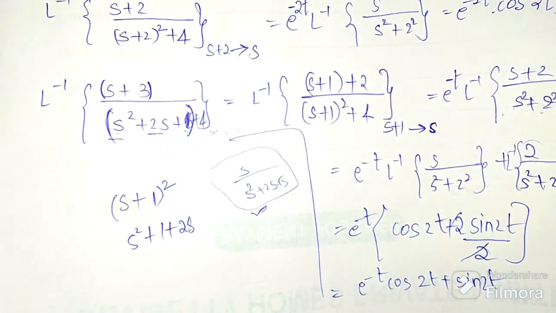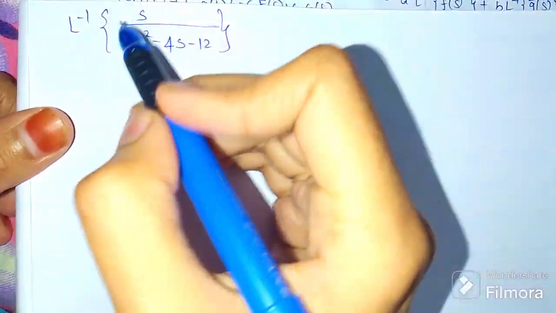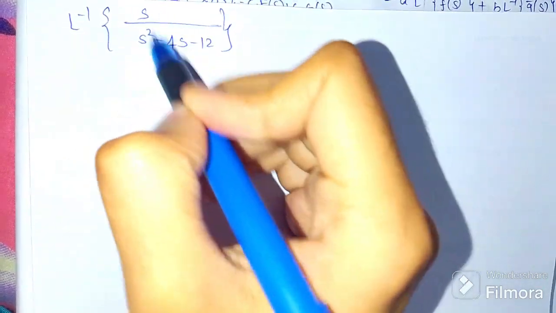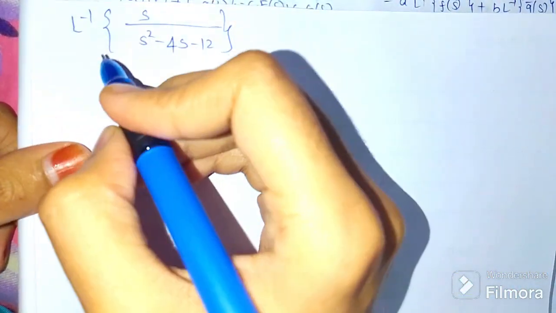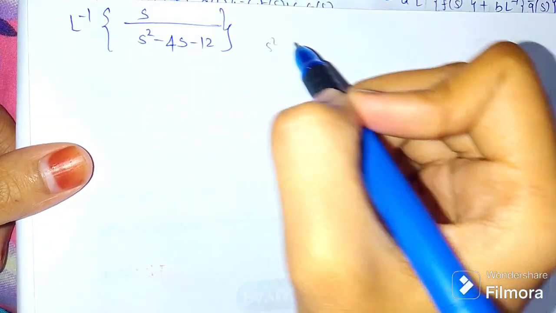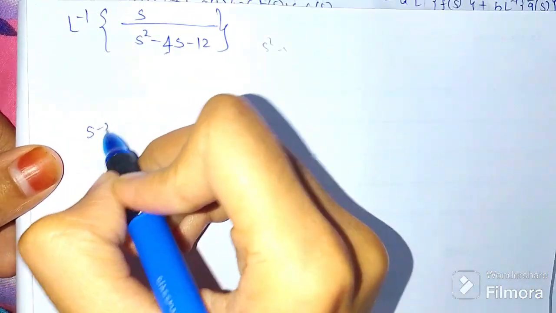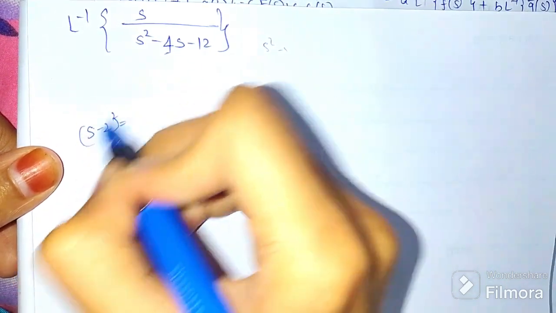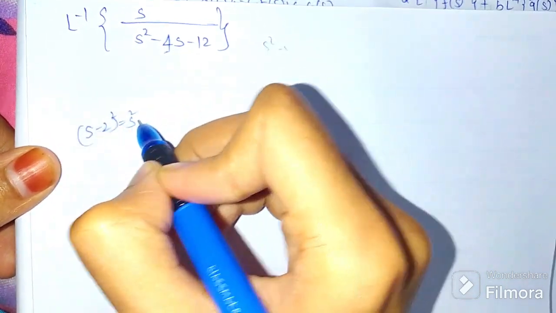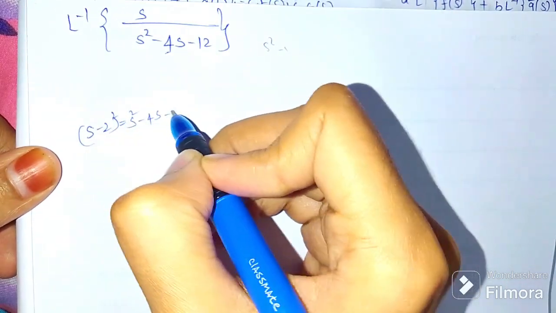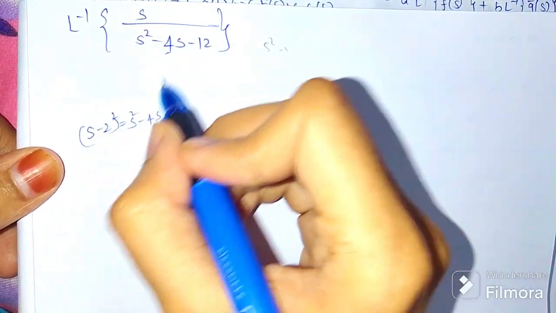So here also the same. You know that we don't have any formula for this quadratic type. So we have to write it as something like s square plus a square or s square minus a square. So we'll try. Here I can see 4 and I can see minus. So let me try for s minus 2 whole square. The answer is s square minus 4s plus 4. So I can create this here.